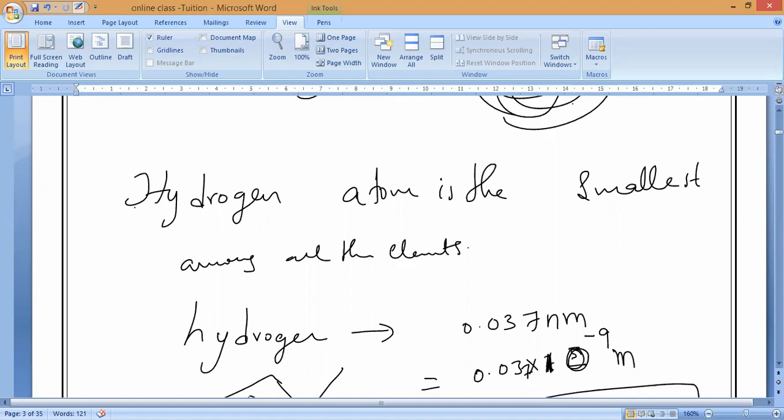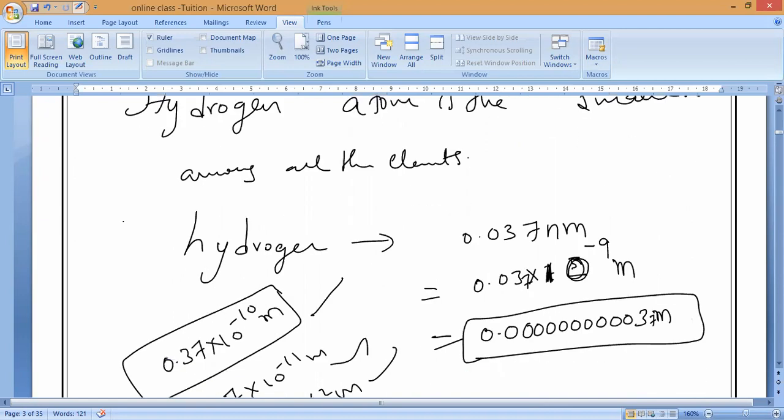But as we know from Dalton's theory drawbacks, maybe the size is different, but the mass may be the same. Even the same element may have different masses. Understand, guys? If you take hydrogen, for example, the smallest, what is the radius?